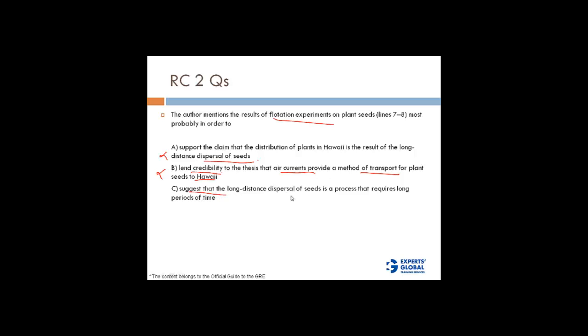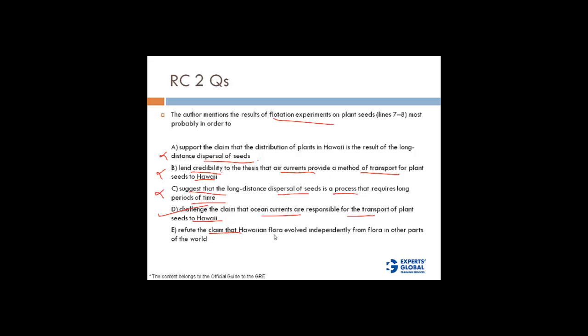Suggests that the long distance dispersal of seeds is a process that requires long periods of time. We are not talking anything like that here. Challenge the claim that ocean currents are responsible for transport of plant seeds to Hawaii. That is correct. And last one, refute the claim that Hawaiian flora evolved independently from flora in other parts of the world. We are not talking about that. We are in fact saying that they are dependent because we are talking about the transport of seeds, right? This is anyway not explicitly stated anywhere in the passage. So the correct answer here is D.